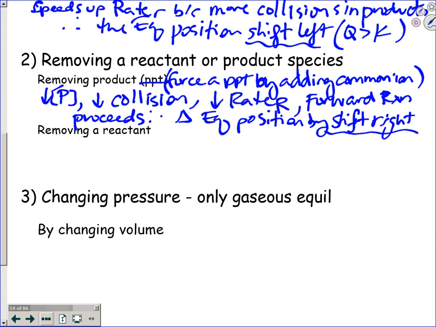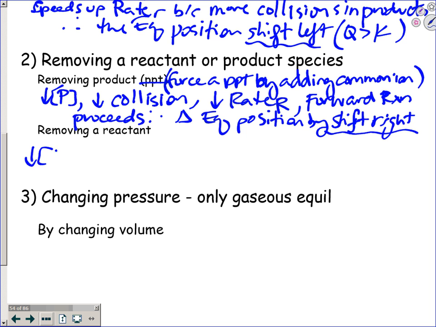The elaborate nature of some of these explanations kind of holds us back, but we just have to think: which way am I going to shift? Your job is to think, here's my stress, my job is to counteract that change. So if I take away a product, what do I want to do? Make more products, which is shift right. If I take away a reactant, I've got too few reactants, so I go back towards reactants and shift left. Sometimes it's just which way do I shift; sometimes I need to explain why.